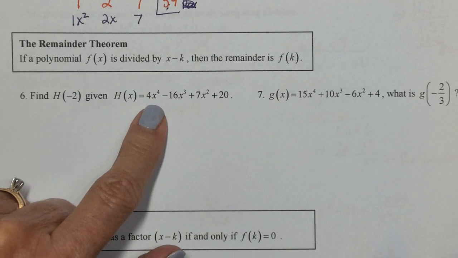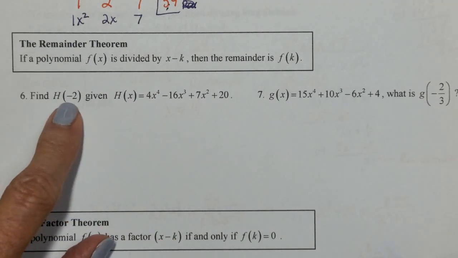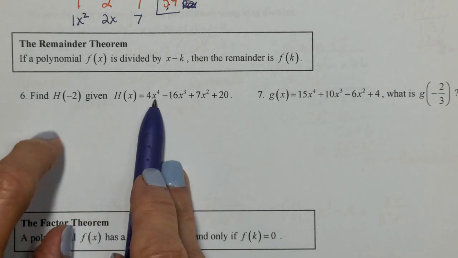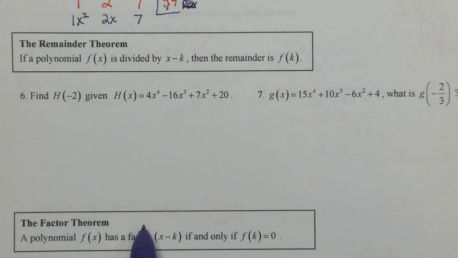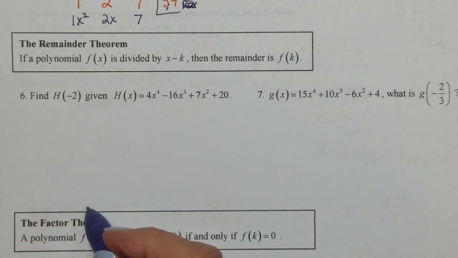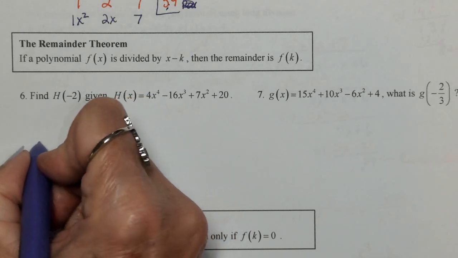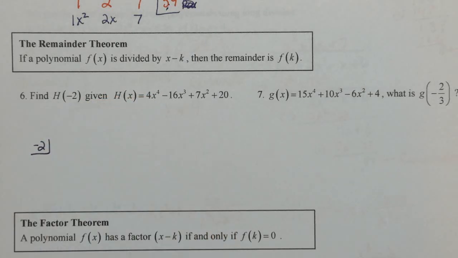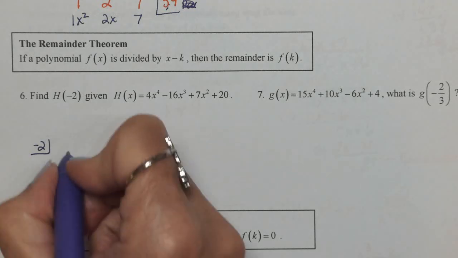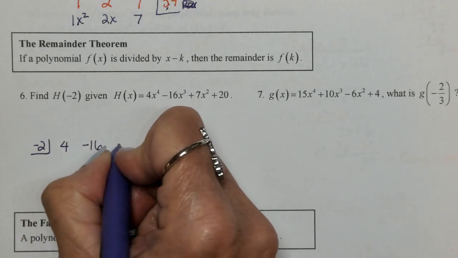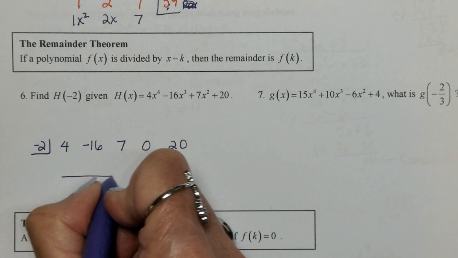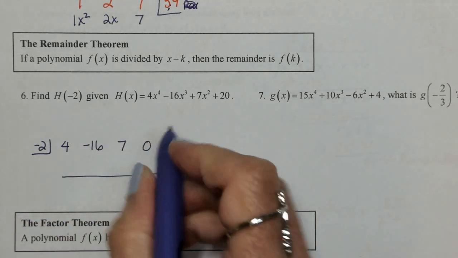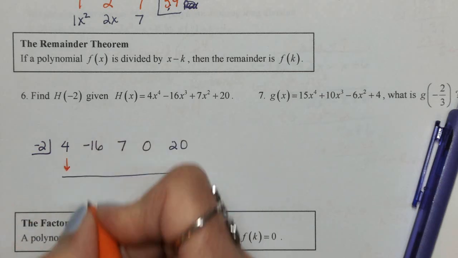So if I give you a polynomial and ask you to find a value of the function, you have 2 ways to do that. There's nothing wrong with putting -4 in for every x and cranking it out. It's just far quicker to use synthetic division to find that value. So we're finding h of -2, so -2 goes in that box. And then I have all these values. I'm going to put a 0 for my x term again. 4th degree, 5 numbers across. Okay, let's find our value of h of -2.